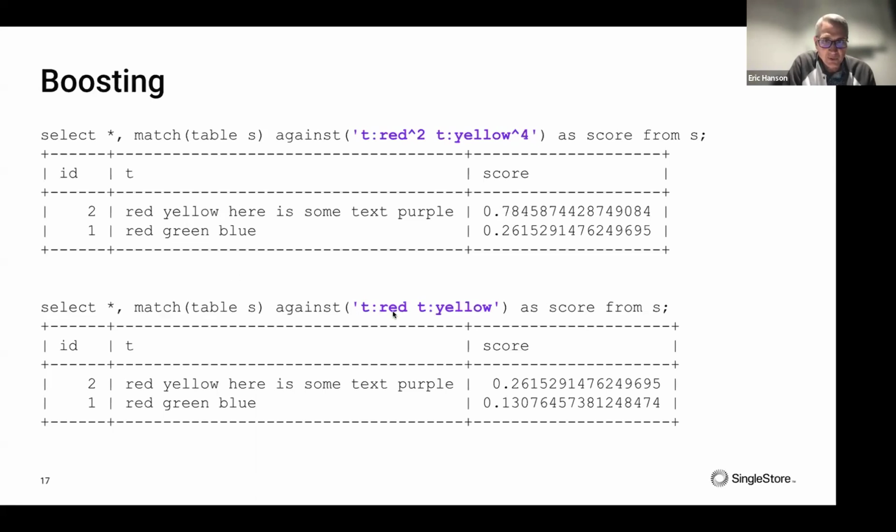And then next, suppose we do red and yellow without any boost, you can see the difference. Instead of 0.78, we got 0.26 for the first one. Instead of 0.26, we got 0.13.